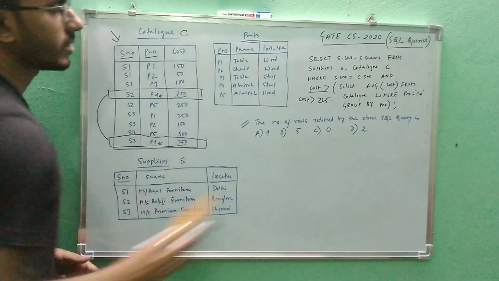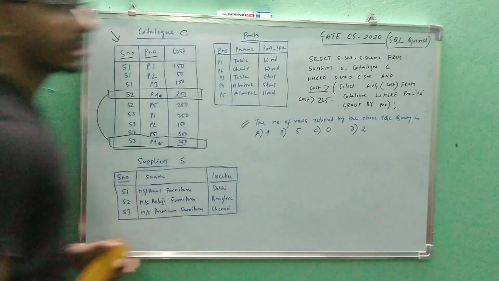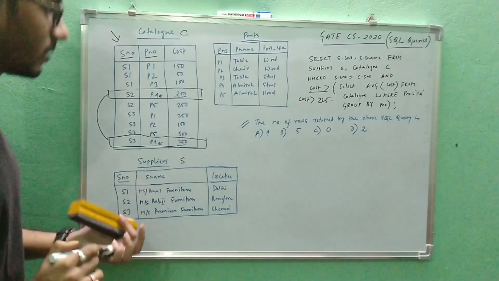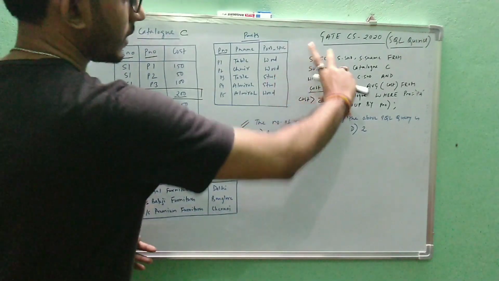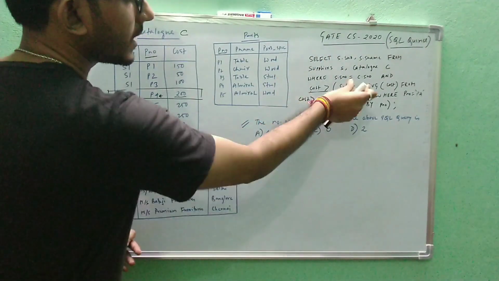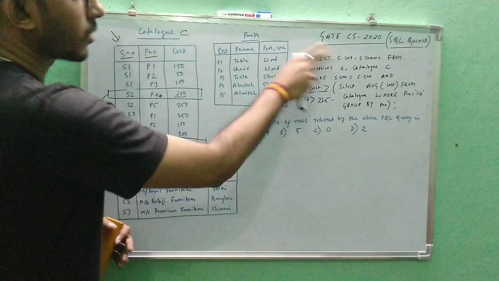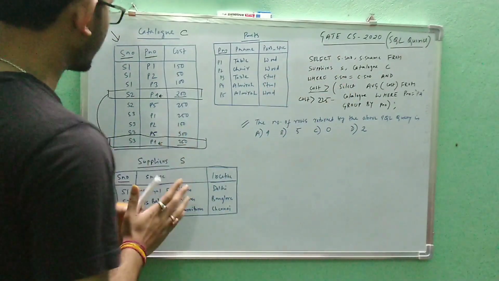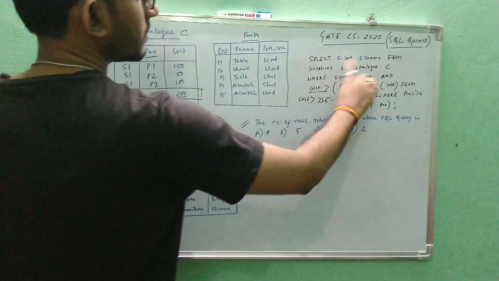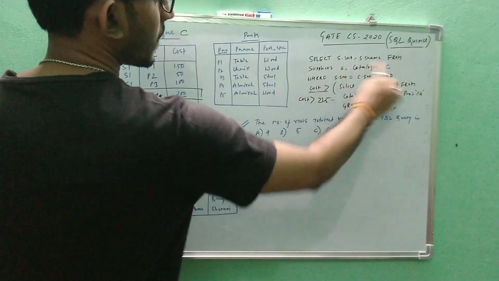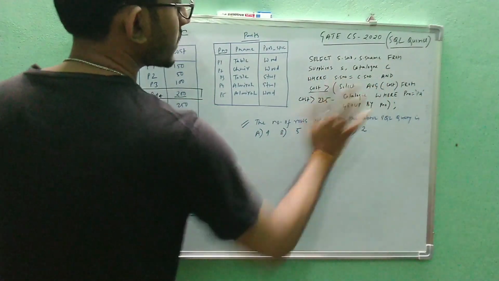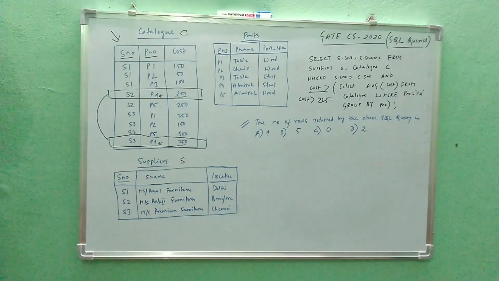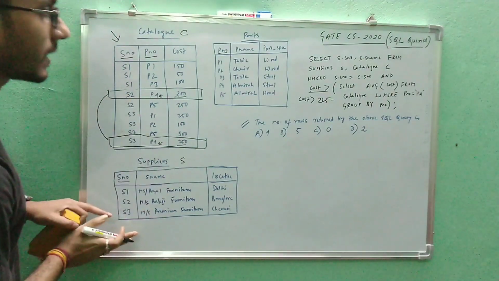Understood how we solved the inner query? If not clear, you can rewind the video and see again. Now we'll come on to the main query. So we have got the dependency, so now we are able to solve this complete one. Now what will we have to do? Select S number, SNAME from supplier S, comma catalog C, where these two conditions will be satisfied. So let us start doing it. We'll consider both these two tables at a time.